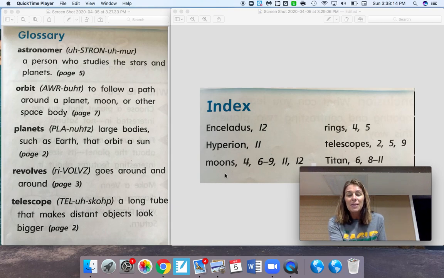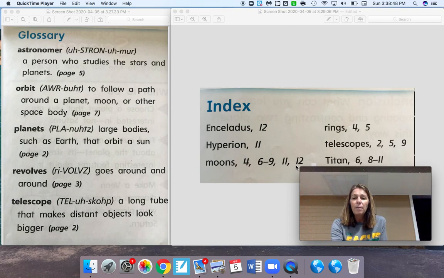So moons. How many pages will you actually find moons discussed in this book on Saturn? Count them up, and then I'll tell you how many you should have come up with. Okay? 7. 7 pages. You have page 4, number 1. 6, 7, 8, 9, 11, and 12.